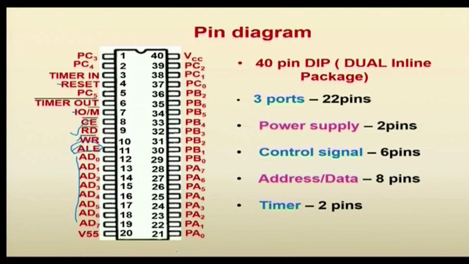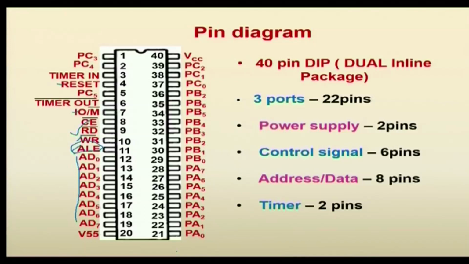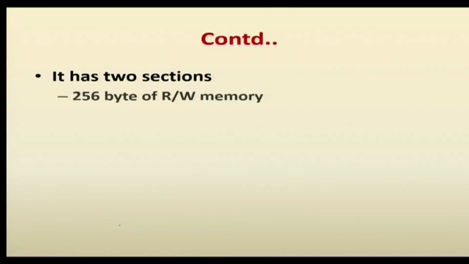This is the pin diagram of the 8155, which shows the 40 pins. Among the 40 pins, it has 3 ports with 22 pins, 2 power supply signals, 6 control signals and 2 timer signals, timer in and timer out. So, the 8155 has 3 ports, and along with the 3 ports, it has a timer with a memory.